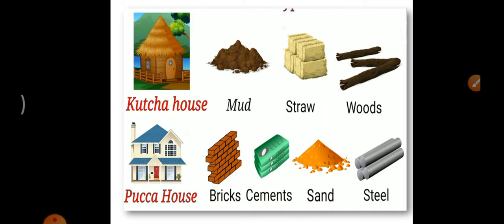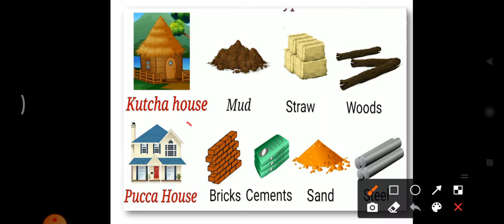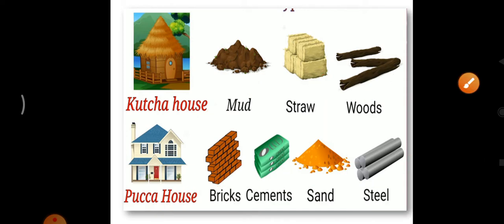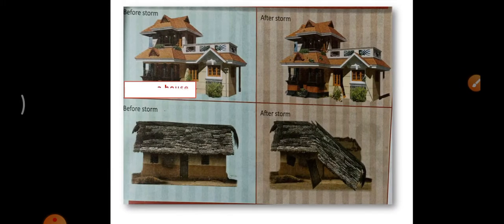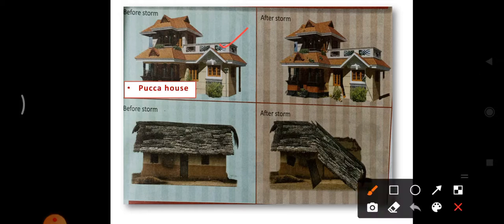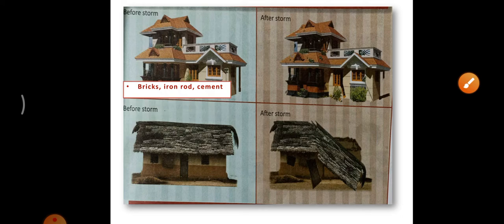Look at this image. The first one is kacha house. The second one is pakka house. The kacha house is made of mud, straw and woods. The pakka house is made of bricks, cements, sand and steel. So this is a pakka house. It's made up of bricks, iron rod and cement.